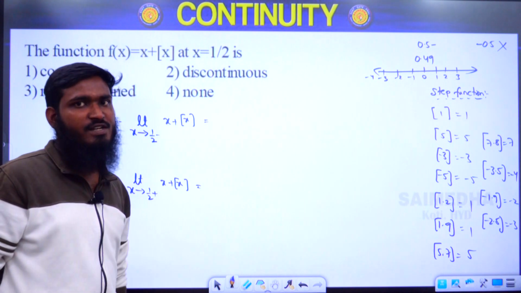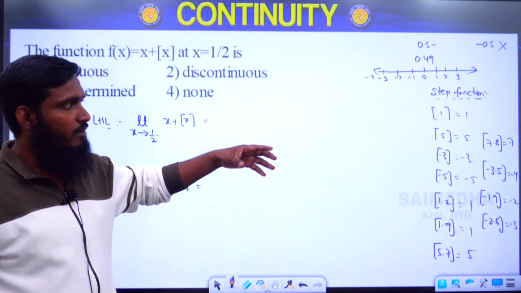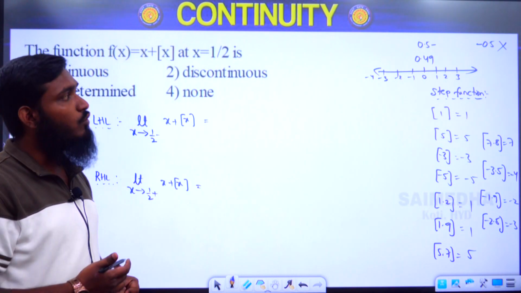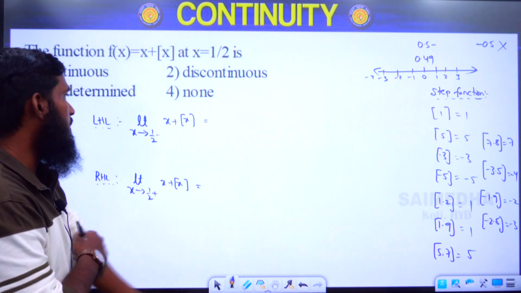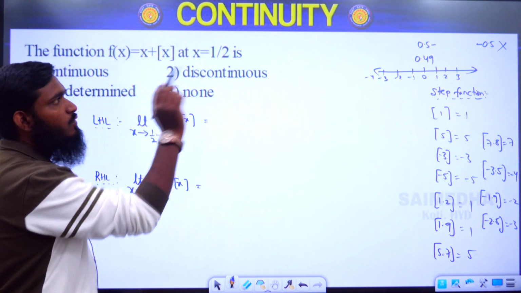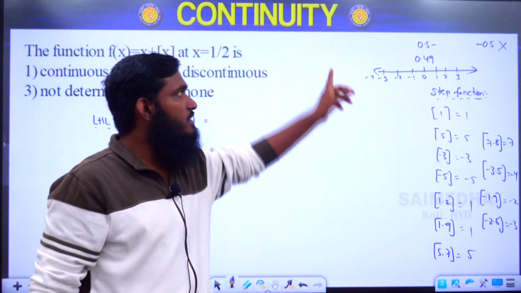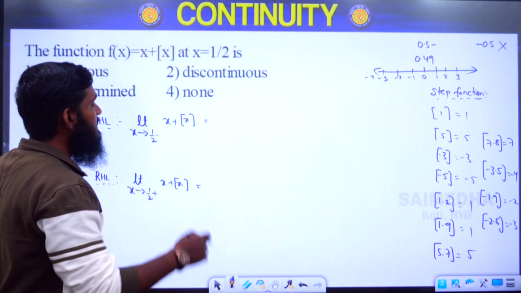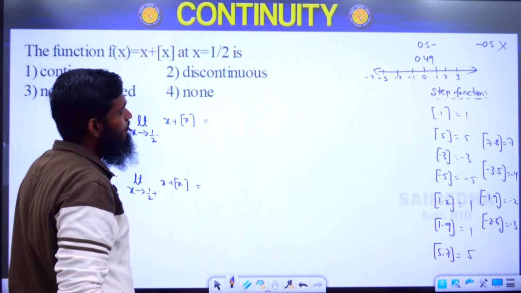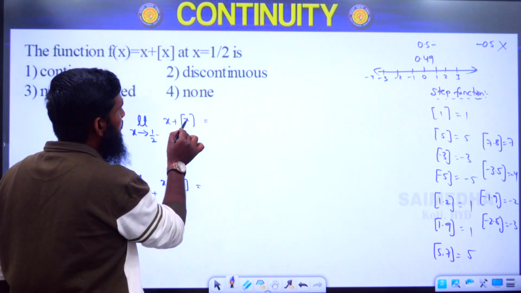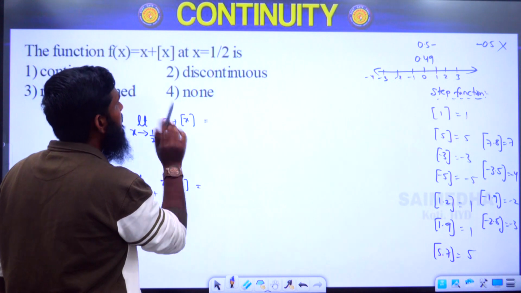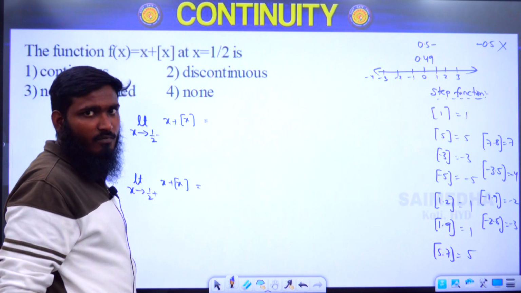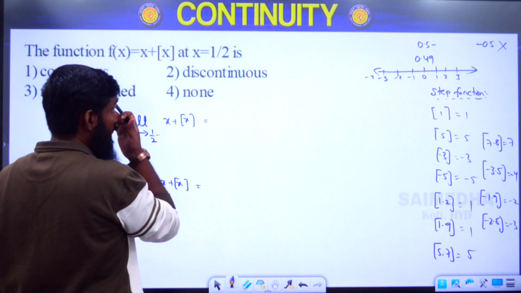Already we have discussed this in the limits topic, that's why I have explained only the simple part. So if you know the step function, now we have to solve this part. Now listen carefully. 1 by 2 minus: 1 by 2 means 0.5, and 0.5 minus means 0.49. If we take 0.49 over here, let us see what answer we are getting.